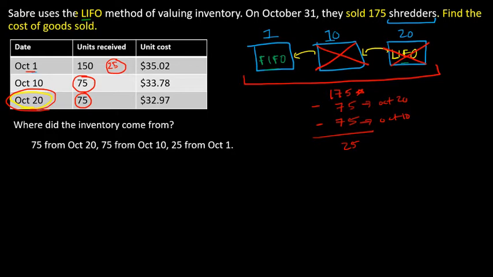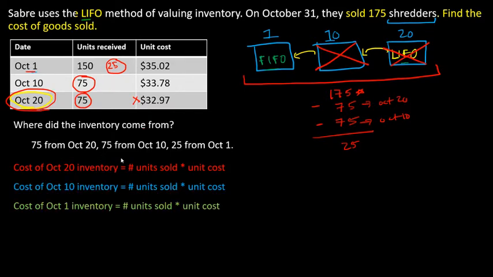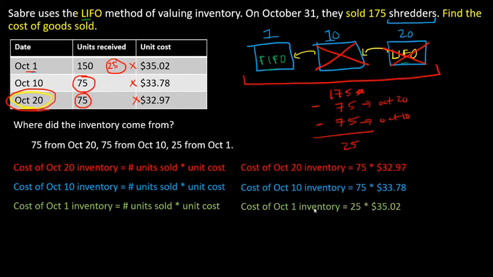Next, I just have to value this inventory, each of the unit numbers for its particular unit cost, okay? So that means I'm going to look at the cost of October 20th. I'm going to multiply how many I sold, which is 75, times the unit cost of $32.97. And I'm going to do the same thing for October 10th and for October 1st. I'm going to take 75 times $33.78, and I'm going to take 25 times $35.02. Okay, and so that's what you see written here.